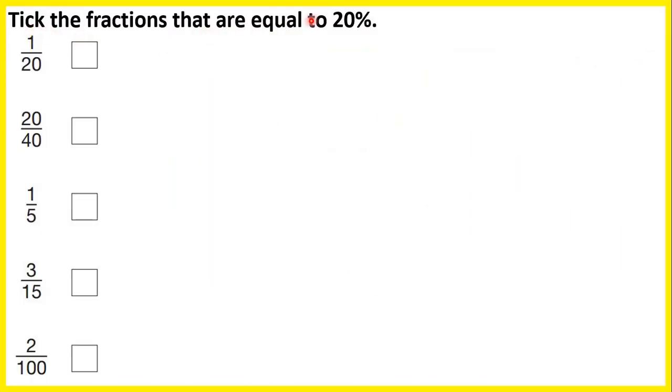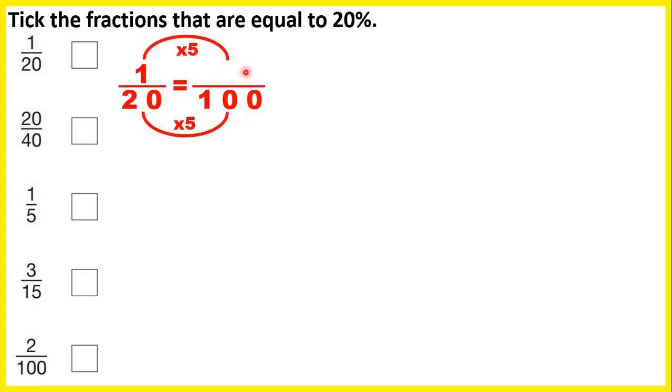Tick the fractions that are equal to 20%. So we need to remember that a percentage is a fraction with a denominator of 100. So we need to find which of these fractions are equivalent to 20 hundredths. First, we have 1 over 20. Now 20 times 5 is 100, but 1 times 5 is 5. So 1/20th is the same as 5 hundredths or 5%, not the same as 20%.